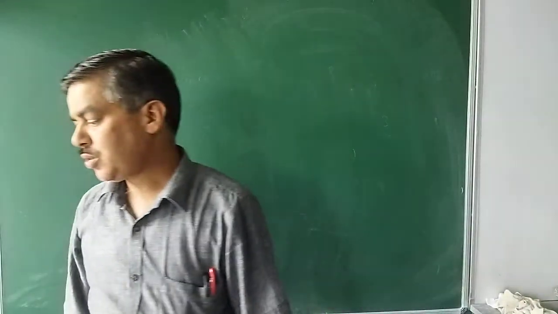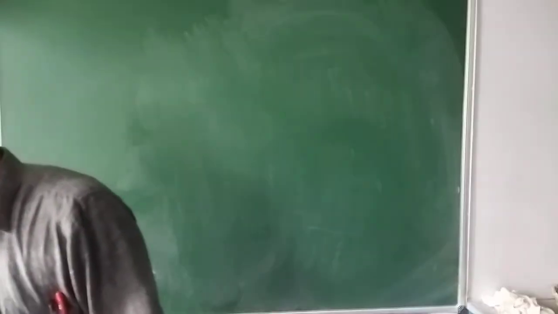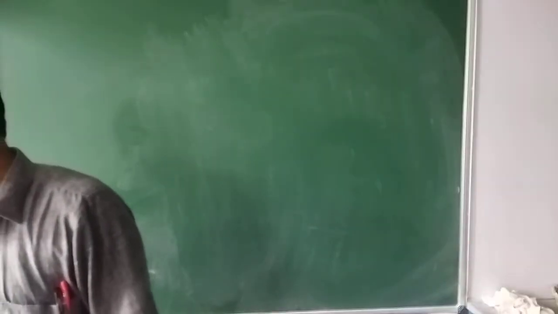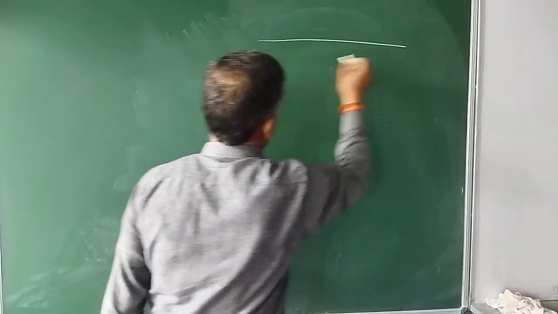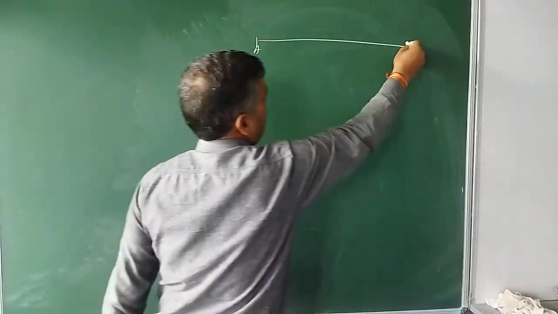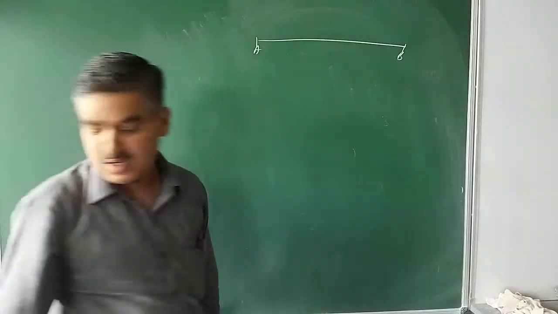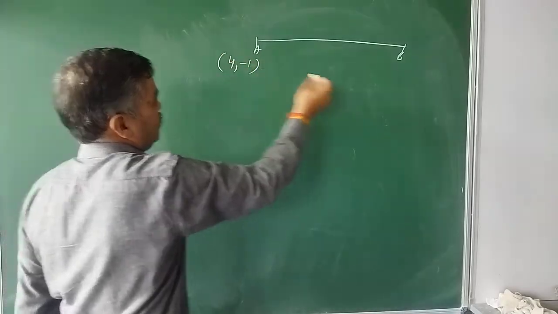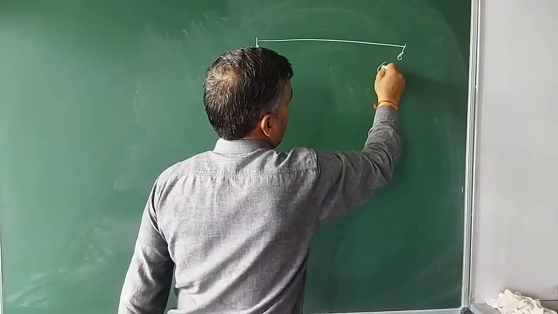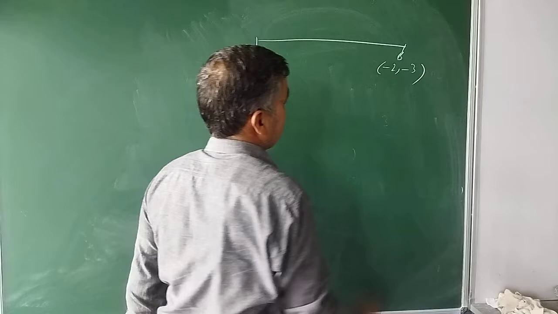So in question number 2 you can see, find the coordinates of the points of trisection of the line segment joining (4, -1) and (-2, -3). So here it is A, here it is B, and the points given are (4, -1) and (-2, -3).